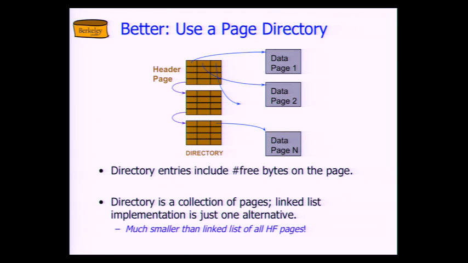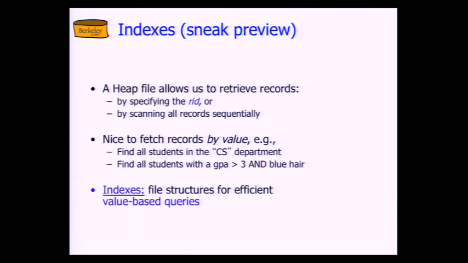But the idea of caching some of this in memory and making it even faster is not a bad one. I like that. So that's just a simple page directory organization. Now, a sneak preview of what we're going to talk about either next time or the time after: there are going to be more interesting file structures for doing more than scans. Particularly, we're going to build indexes that allow us to fetch records by value. A heap file allows us to retrieve records by specifying a record ID or by scanning all records sequentially. What we haven't done yet is talk about what a record ID is, which I'll talk about on the next slide.